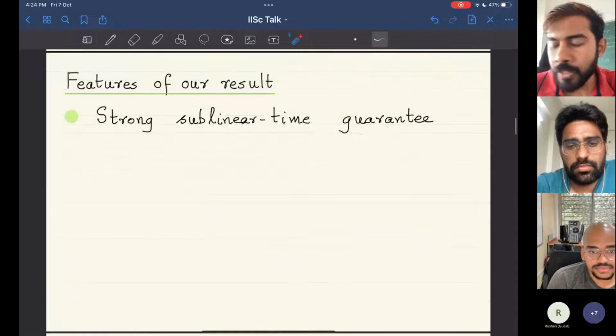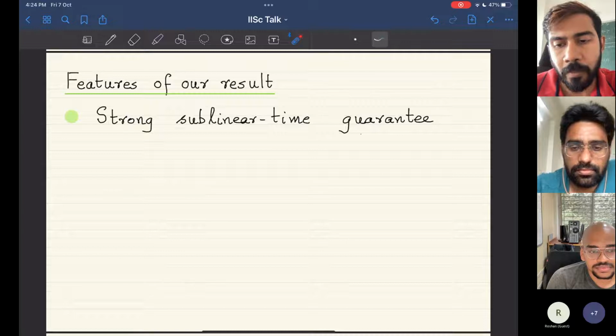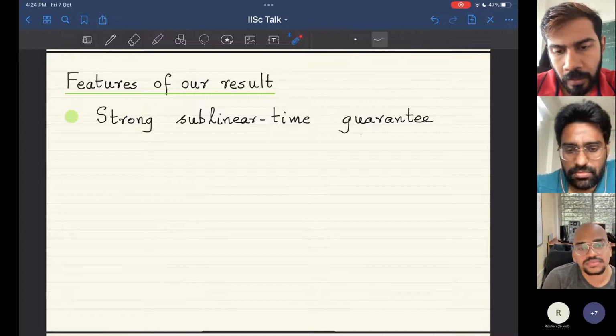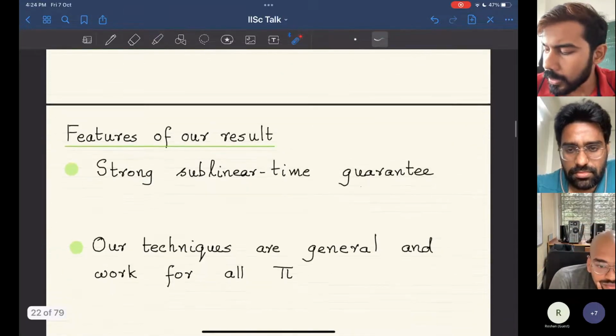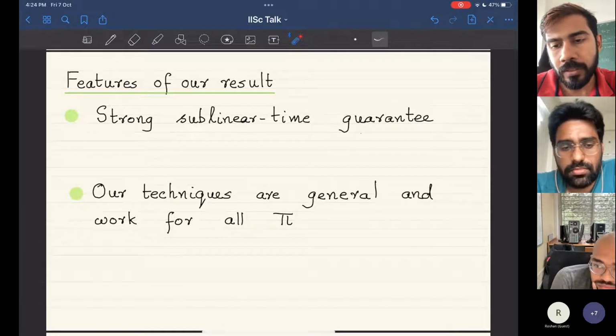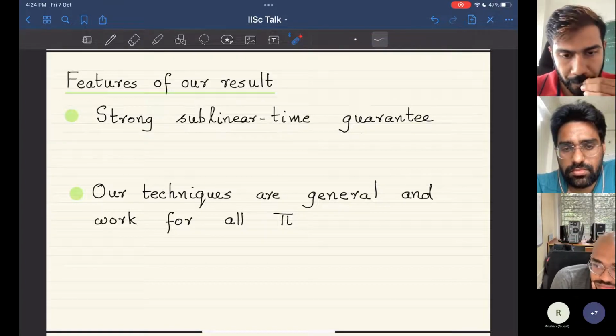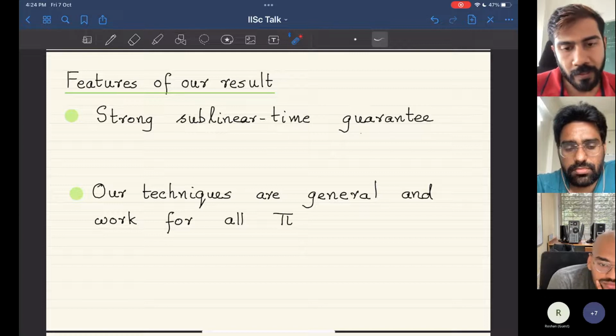So here are some of the features of the result. Firstly, as I mentioned, it's a strongly sublinear time algorithm. And our techniques are, in some sense, general. They do not depend on the structure of specific permutations that we are testing for. It's a generic approach.